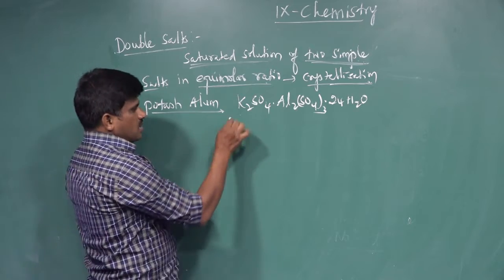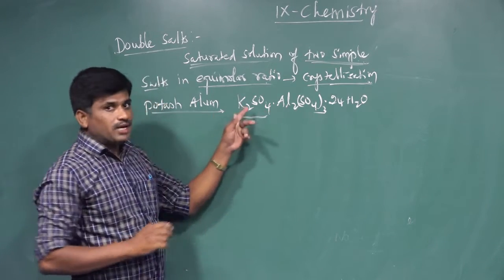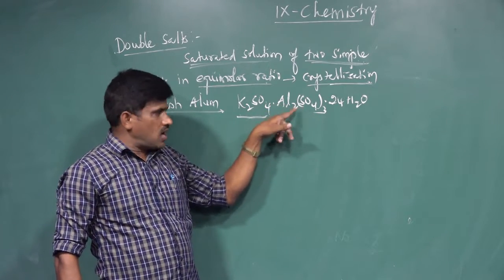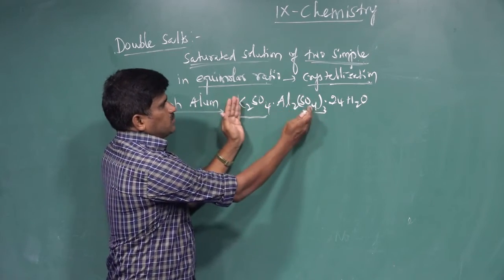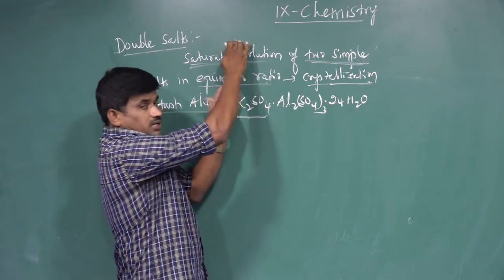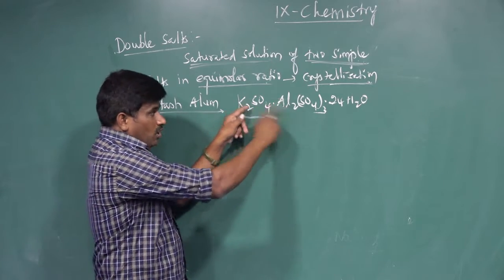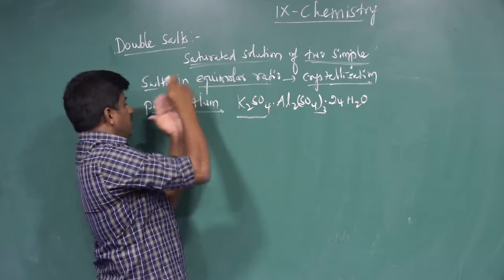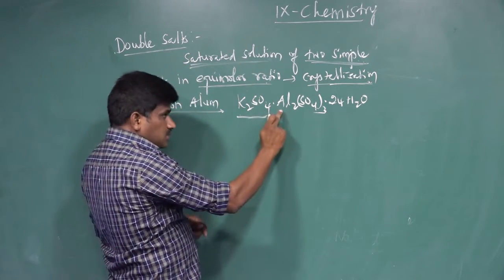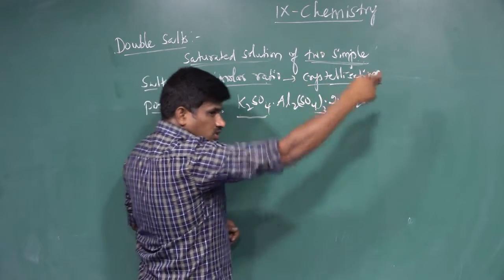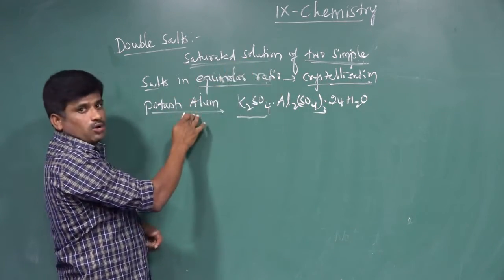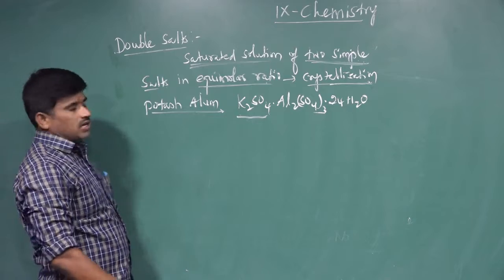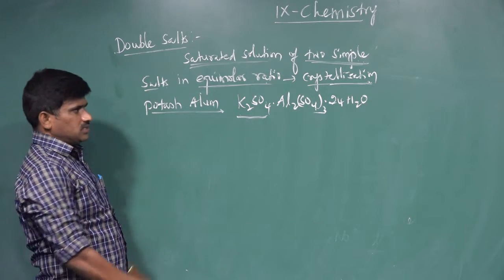Here potassium sulfate, K2SO4, is one simple salt. Aluminum sulfate, Al2(SO4)3, is another simple salt. When these two simple salts are combined as a saturated solution mixture in the same equimolar ratio, a double salt is formed, potash alum. The solution must be taken into crystal form so that we can obtain it. This is an example of the fourth type of salt, the double salt. The types of salt are over.